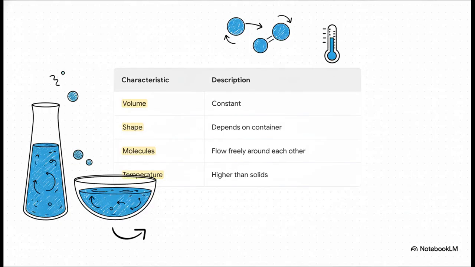And here's the big change you need to see. The molecules in a liquid have enough energy to slide and flow past each other. This is why a liquid doesn't have a constant shape. It'll take the shape of whatever container you pour it into. But, and this is important, the volume is still constant. A gallon of milk is a gallon of milk whether it's in the jug or spilled on the floor.